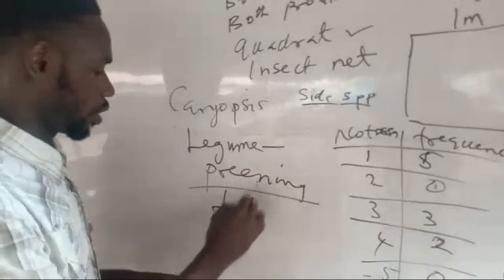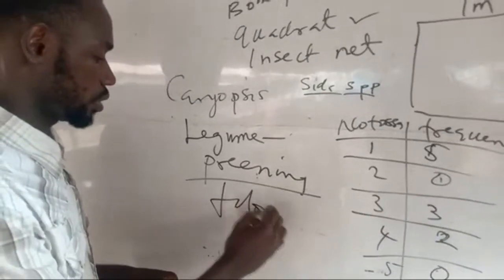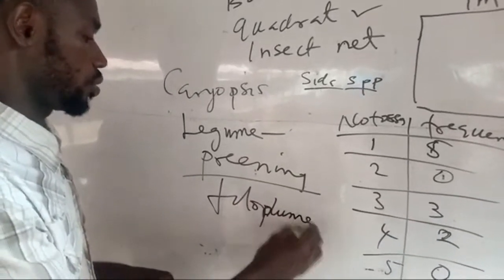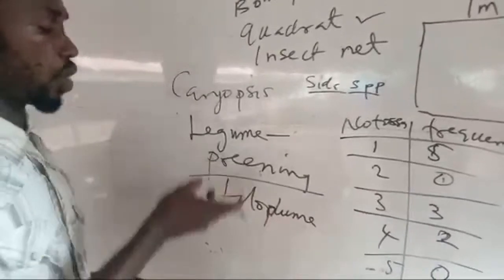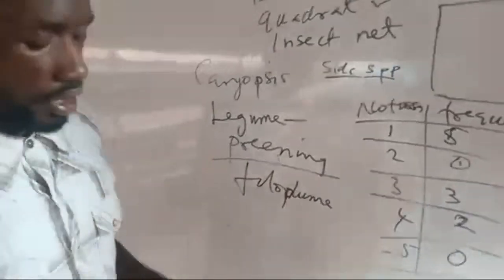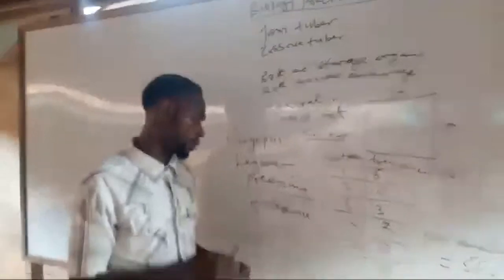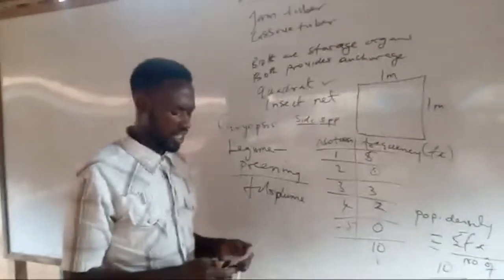So the filoplume may serve to hold them. It is more like a hair. It's a feather that looks like hair. Don't confuse this with those ones at the mouth or those at the beak.